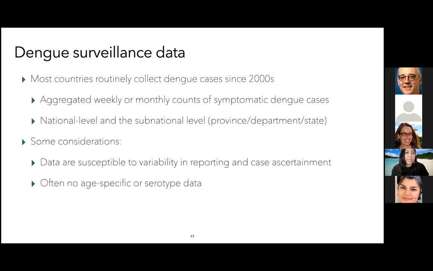And just some considerations of using dengue surveillance data are that these data are susceptible to variations in reporting rates and case ascertainment. That's something to consider, especially around 2016 with the Zika outbreak happening across the region, but also that these are aggregated total counts of dengue. So we didn't have any age-specific or serotype data available to us.